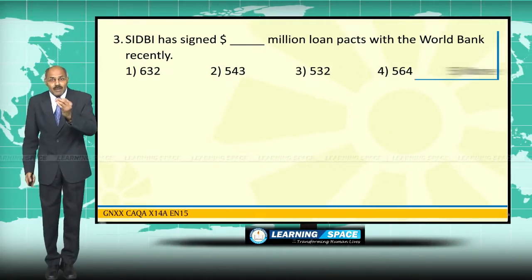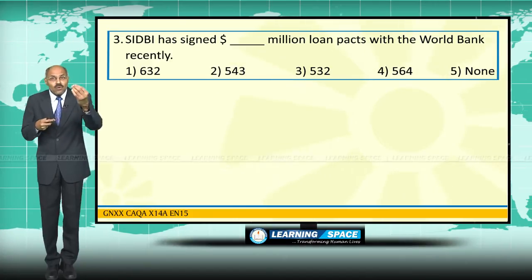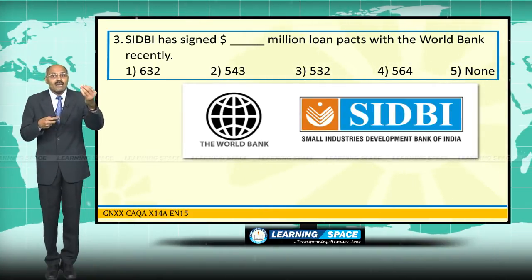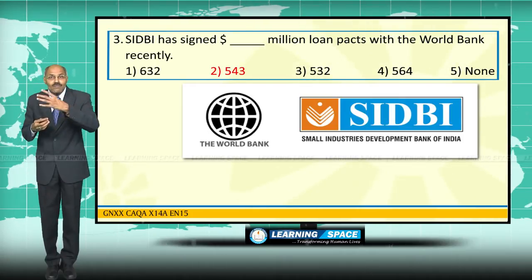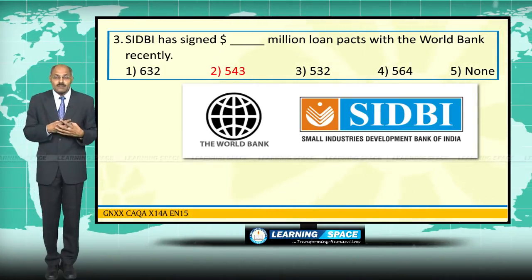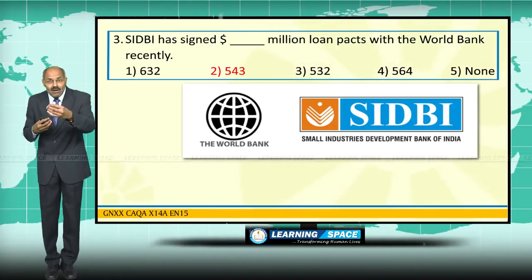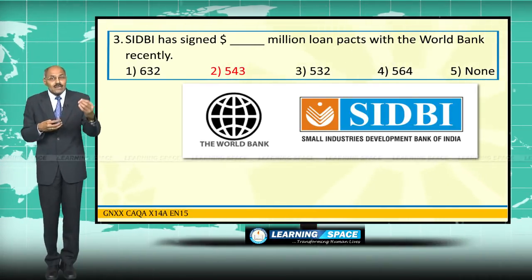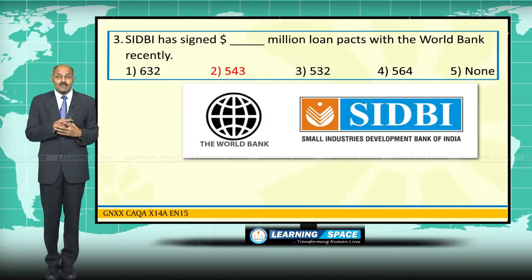Right, friends? SIDBI, Small Industries Development Bank of India, has signed $543 million loan pact with World Bank recently. Recently, SIDBI signed an agreement with the World Bank for $543 million deal, that is $500 million for startups. That means for the firms who are starting afresh. $500 million is for startup firms, that means the new firms. And $43 million is for energy efficiency projects. Look into the next one.